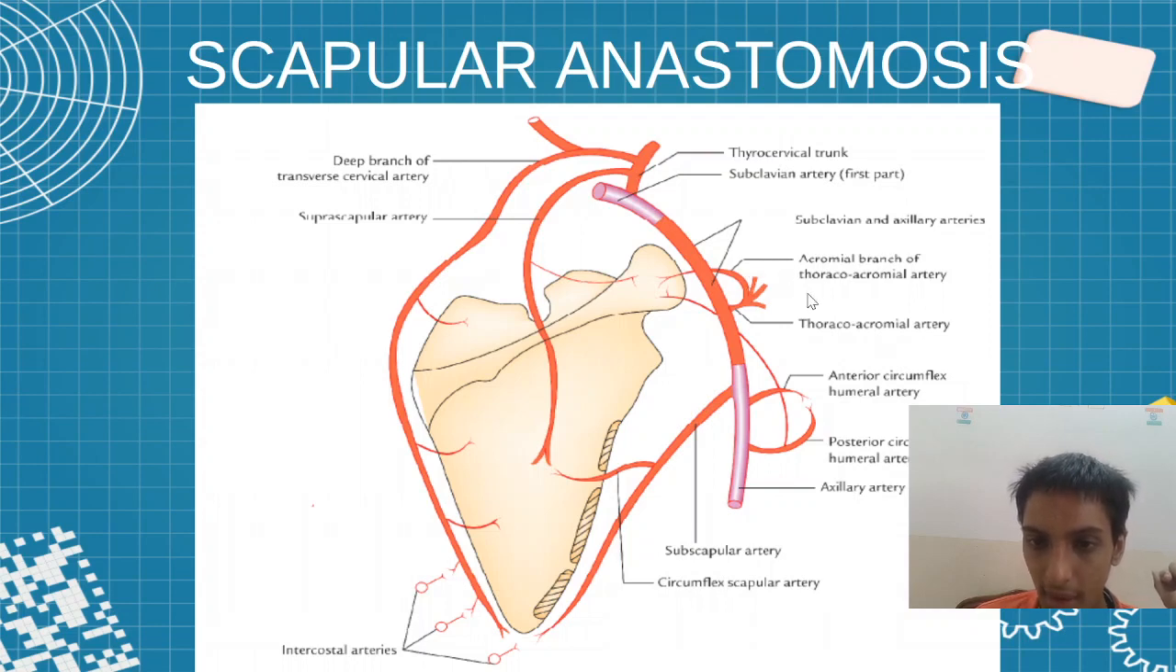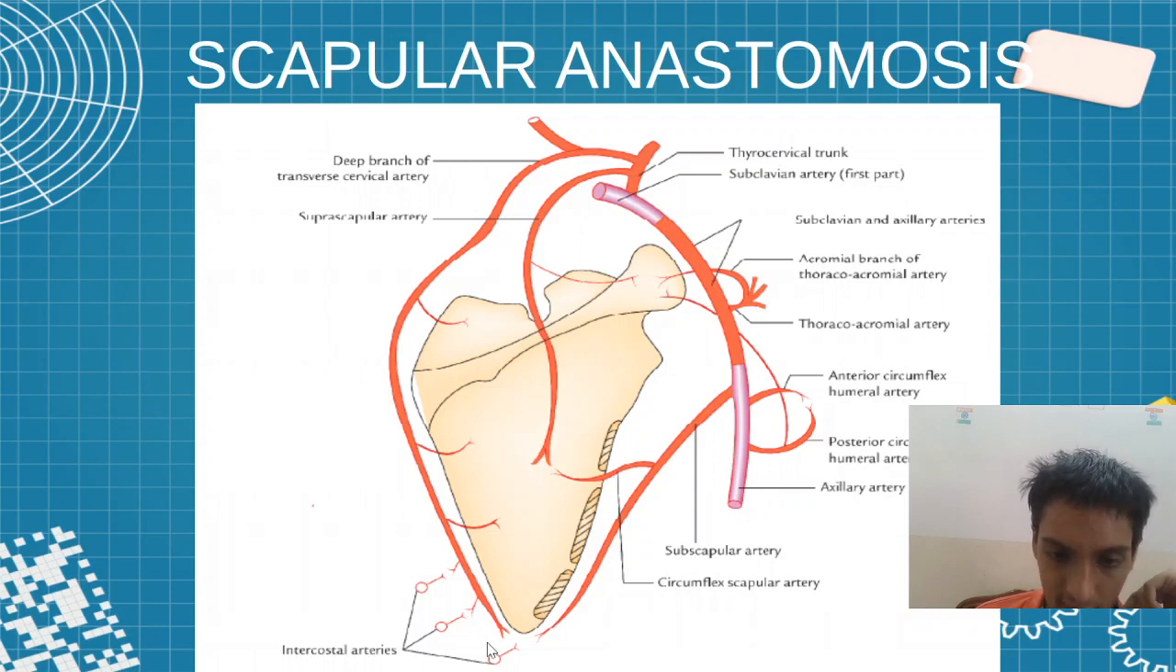The acromial part of the thoracoacromial, the branch of the subscapular artery, circumflex scapular, okay, and a small branch from the suprascapular artery. Rest of them supply the body. That is, the branches from the deep branch of the transverse cervical artery, and the circumflex scapular, the suprascapular will supply the body, okay.